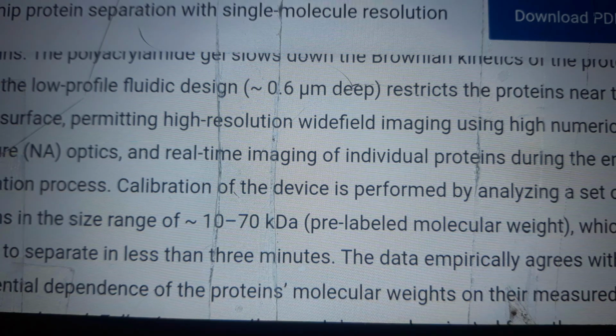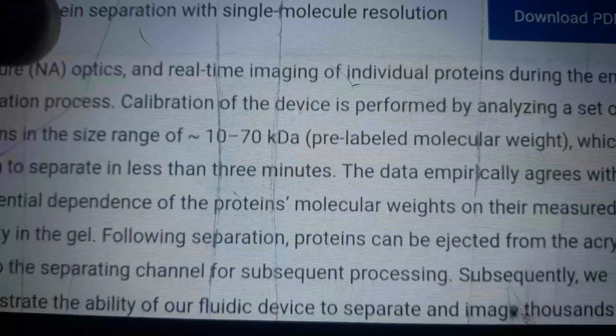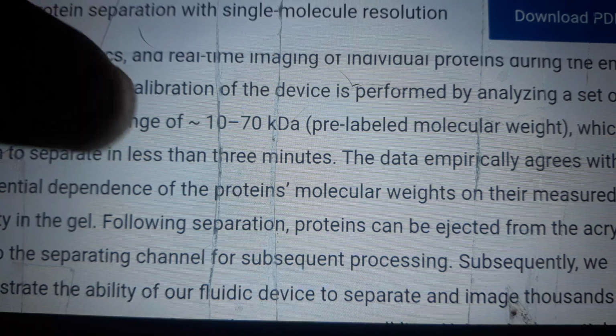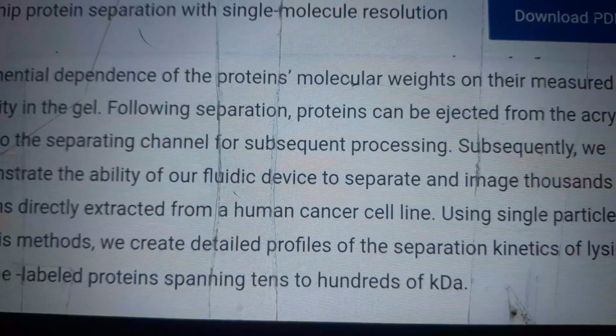Calibration of the device is performed by analyzing a set of proteins in the size range of 10 to 70 kDa, pre-labeled molecular weight markers, which are shown to separate in less than 3 minutes. The data empirically agrees with an exponential dependence of the proteins' molecular weights on their measured mobility in the gel. Following separation, proteins can be ejected from the acrylamide gel into the separating channel for subsequent processing.